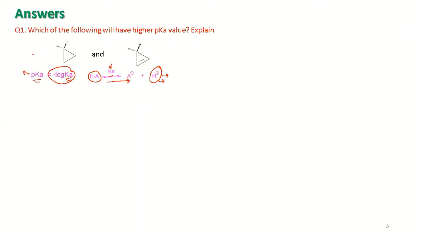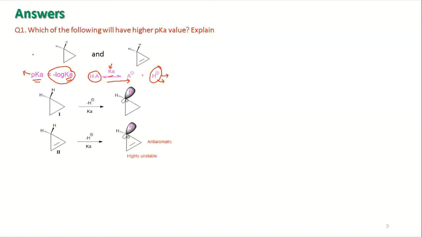Now we have to come up with the actual reasoning. So what you write is this structure, you give up the H plus. If you are leaving the H plus, you are having 2 electrons, right? Similarly, if you give up the H plus here, you will have 2 electrons. Now between these two, which one will be more stable? First one. First one will be more stable. Okay, this is relatively more stable.